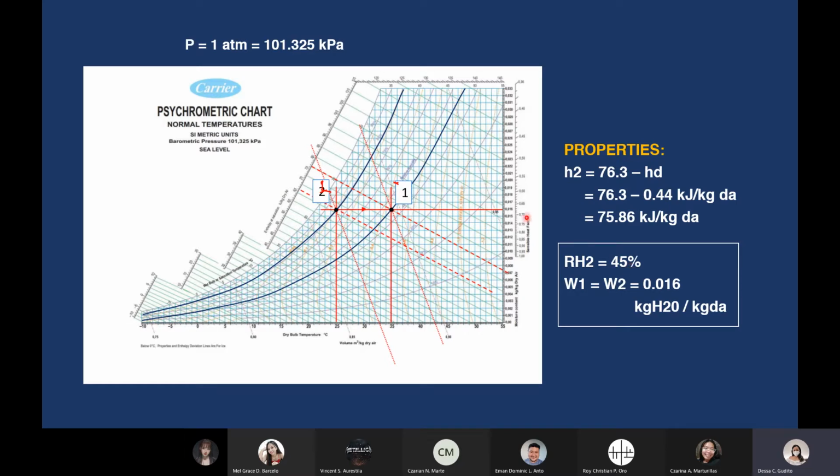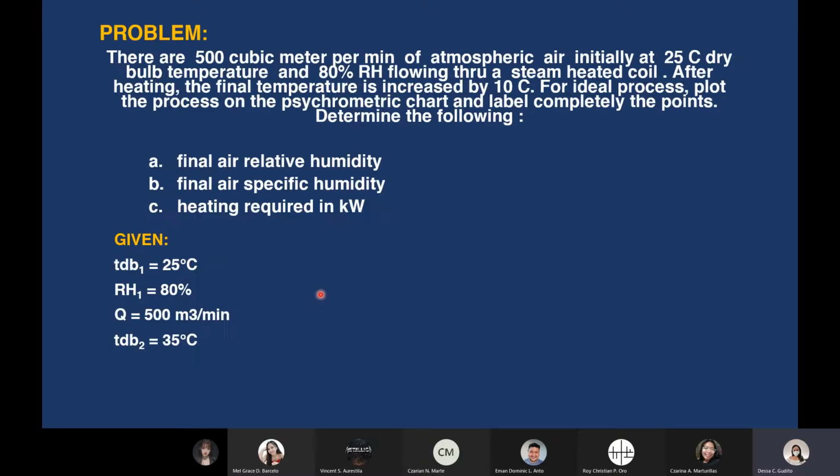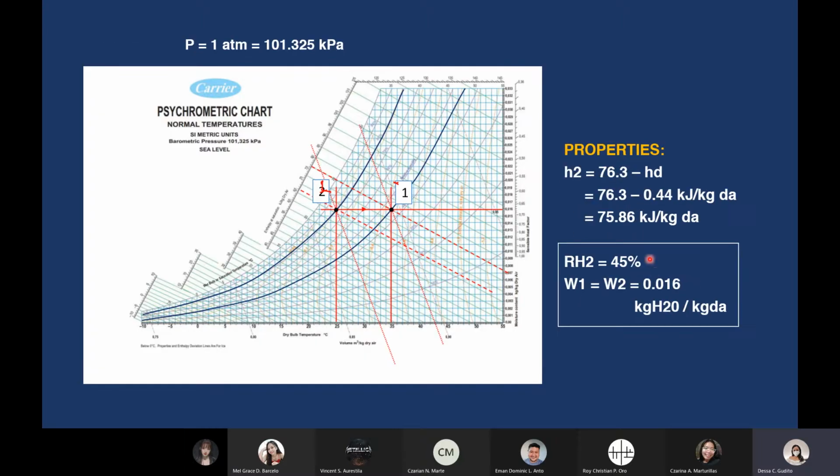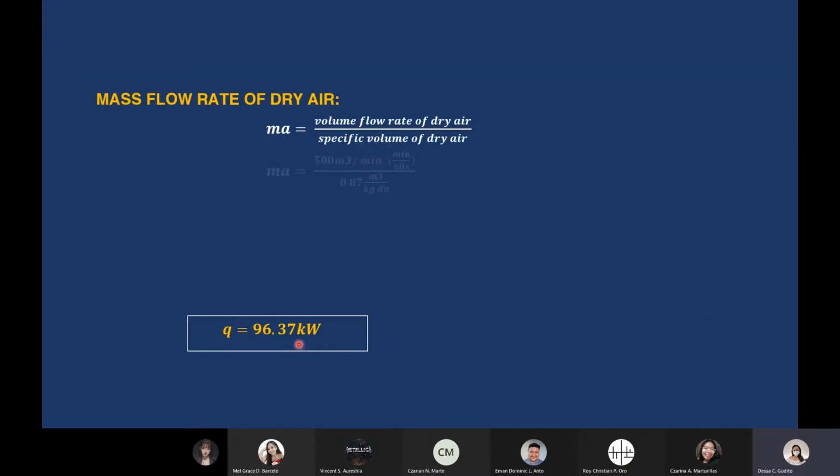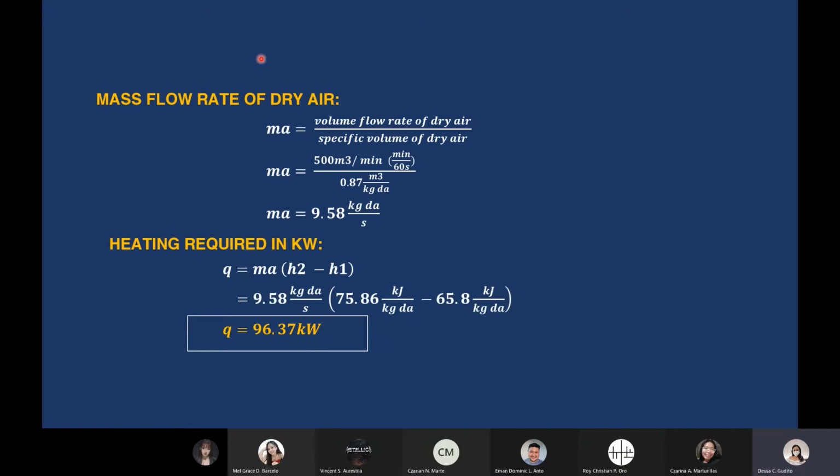And then atong basahon ang value sa moisture content, which is kaning horizontal line. So W1 is equal to W2. So W2 na to the specific humidity of air at point 1 and point 2 is 0.016 kilogram water per kilogram dry air.